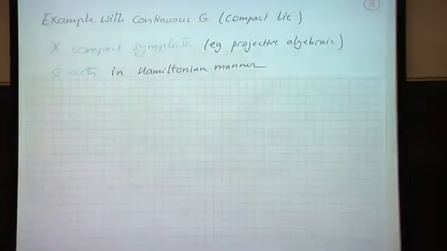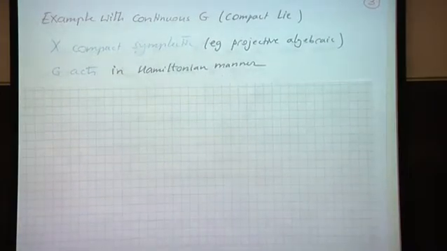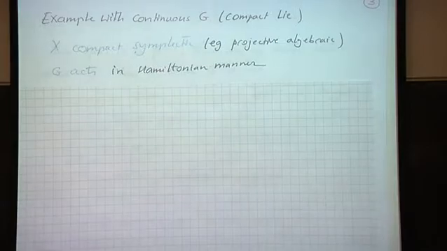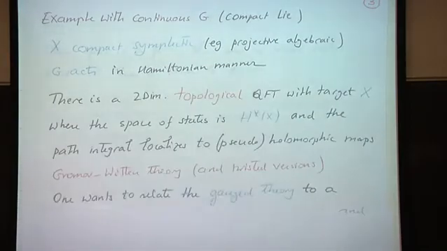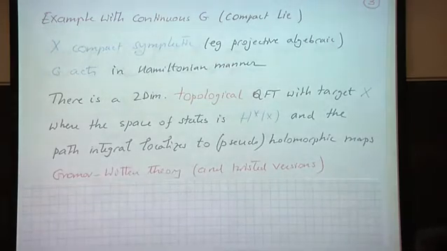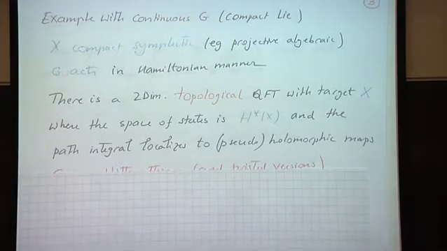Now here's an example from geometry where G is a compact Lie group. So X is going to be a compact symplectic manifold, for example, projective algebraic, and G acts in a Hamiltonian manner. And there's a 2-dimensional topological quantum field theory, it does not depend on the metric on the surface, with target X.